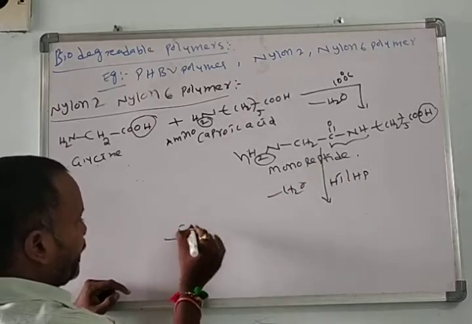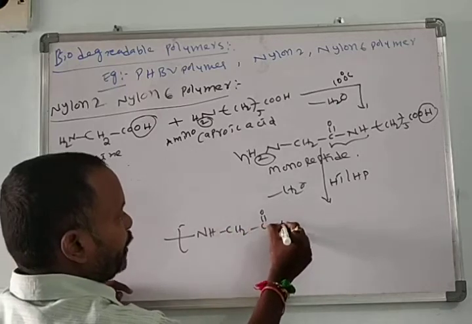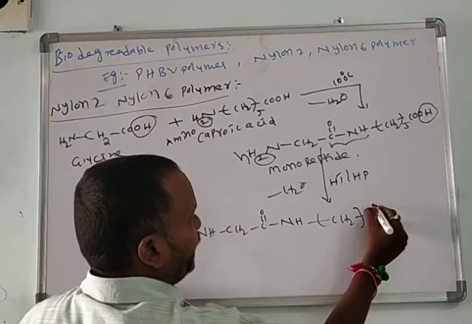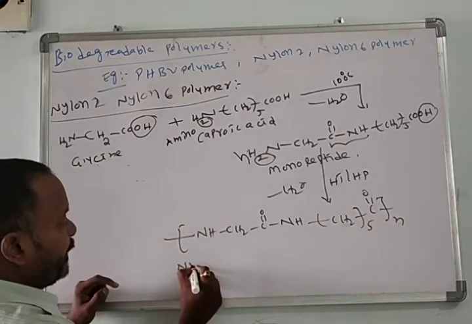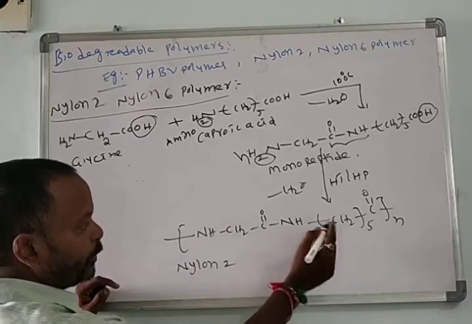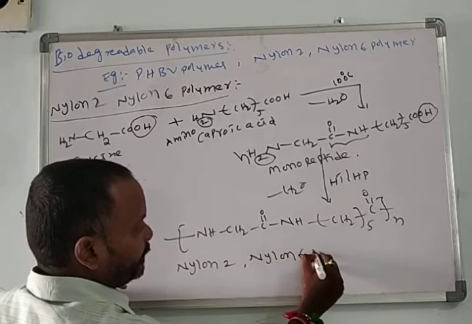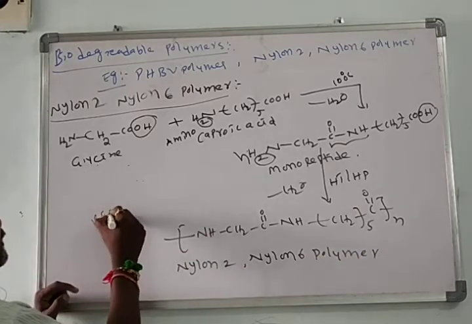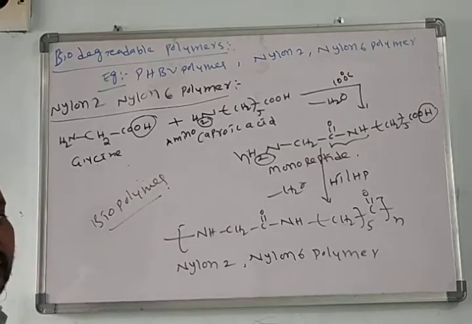What happened? Here NH, CH2 taken 5 times, C double bond O, NH, CH2, C double bond O taken n times. This is the nylon. Here 2 carbon atoms, so use 2. Here 6 carbon atoms. Nylon 6 polymer. This is also one of the important examples for biopolymer or condensation polymer.